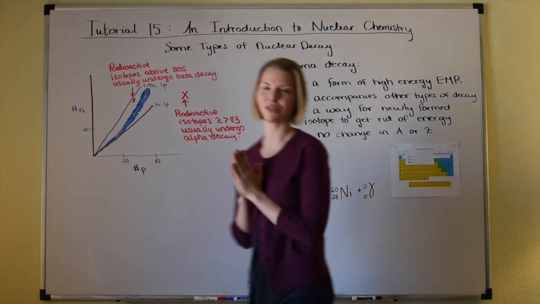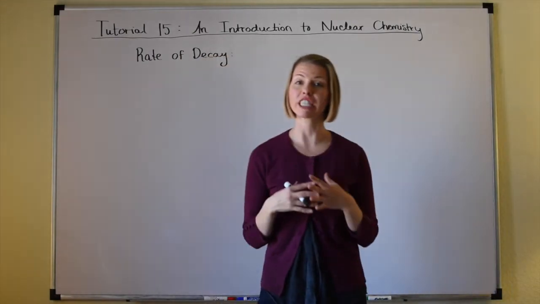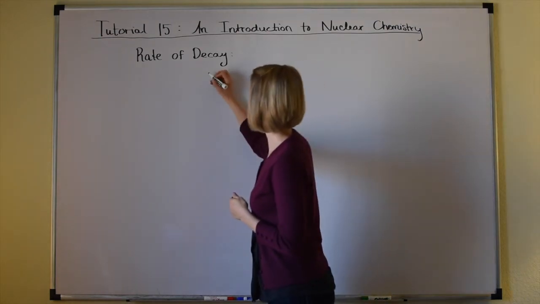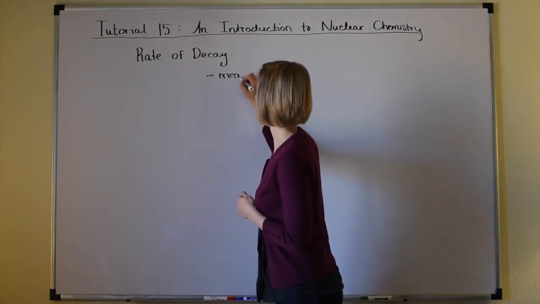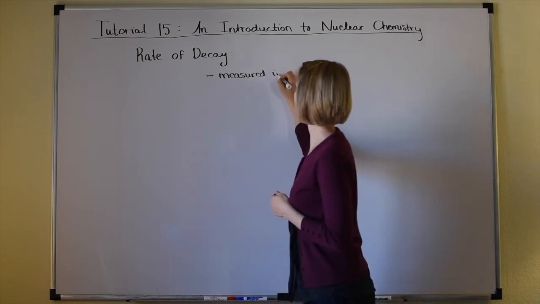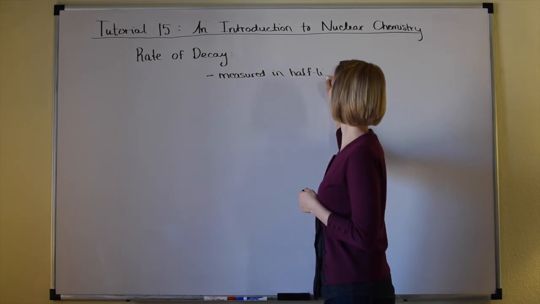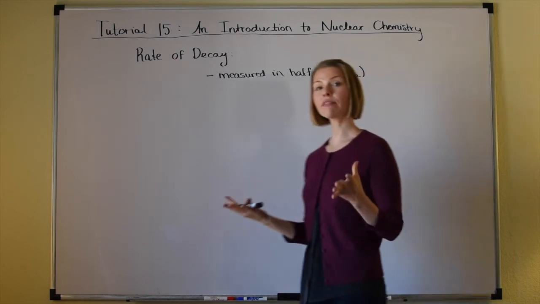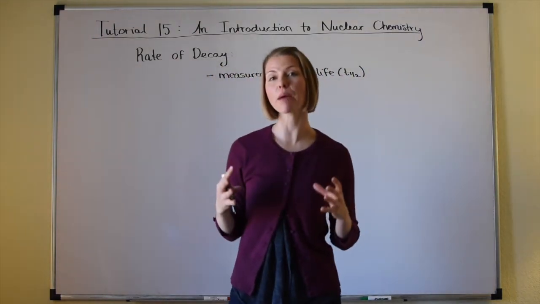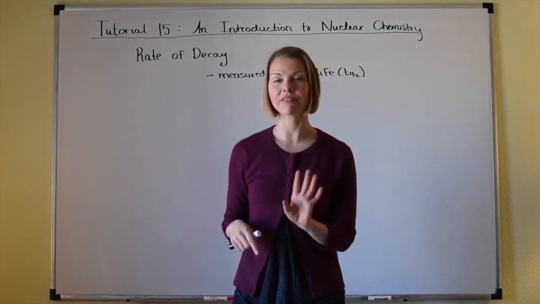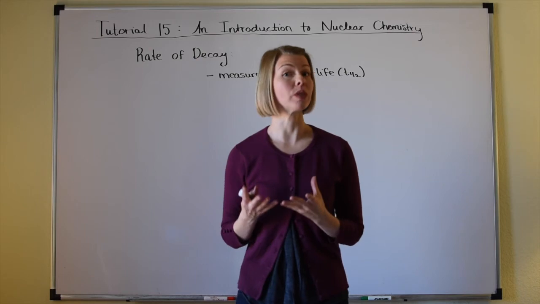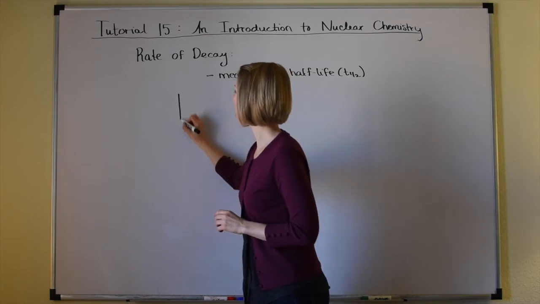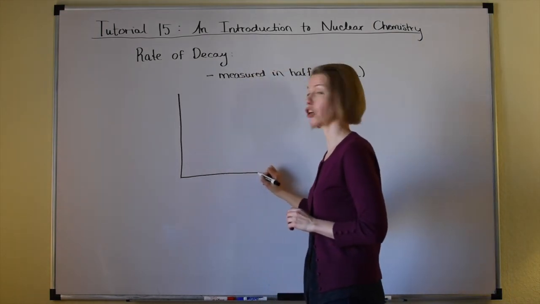Let's erase here and go on to slide 4. The rate of nuclear decay is measured in half-life, sometimes symbolized as T1/2. Let me write measured in half-life, T1/2. And half-life refers to the amount of time that it takes for half of a radioactive sample to decay. And so the rate of decay always follows this curve.